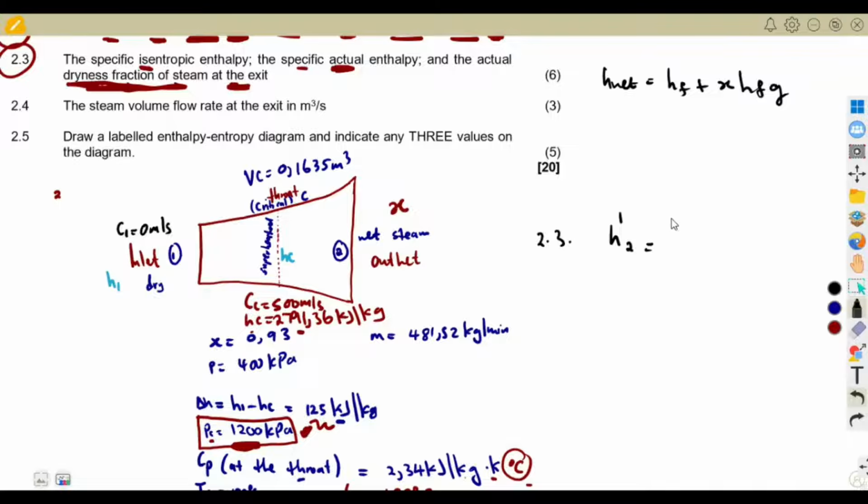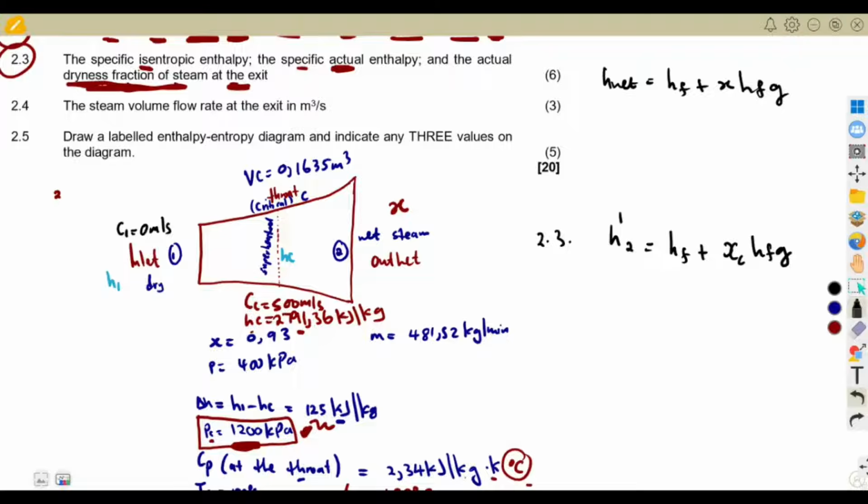So the formula when you are calculating for the wet steam at the exit will be HF plus X, and our X in this case is the one that we have from the stage of the critical to the outlet on the divergent part. So we are going to use XC there, times HFG. So that is what we have in this case.